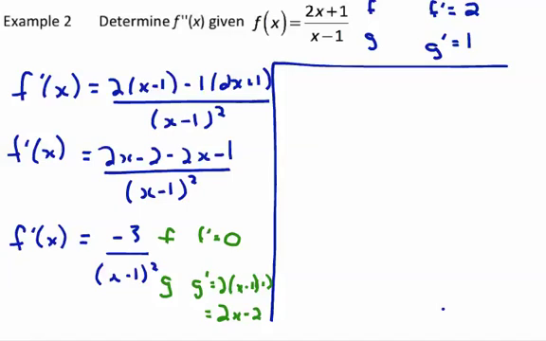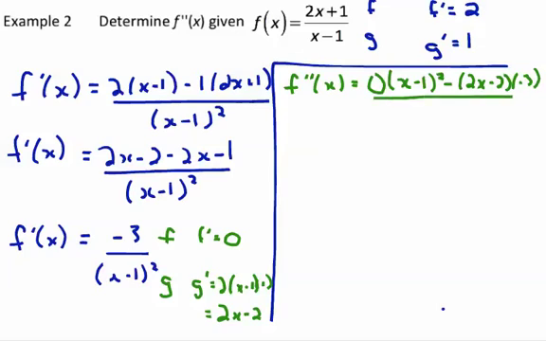So then to get the second derivative, again, it's a quotient. So f prime g minus g prime f of the first derivative, the stuff we just did. So f prime is 0, g is x minus 1 all squared, minus g prime f all over g squared.